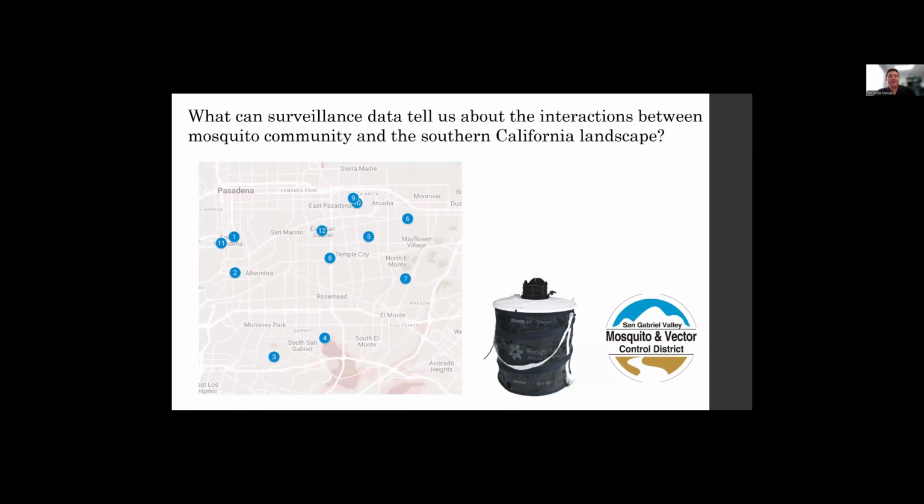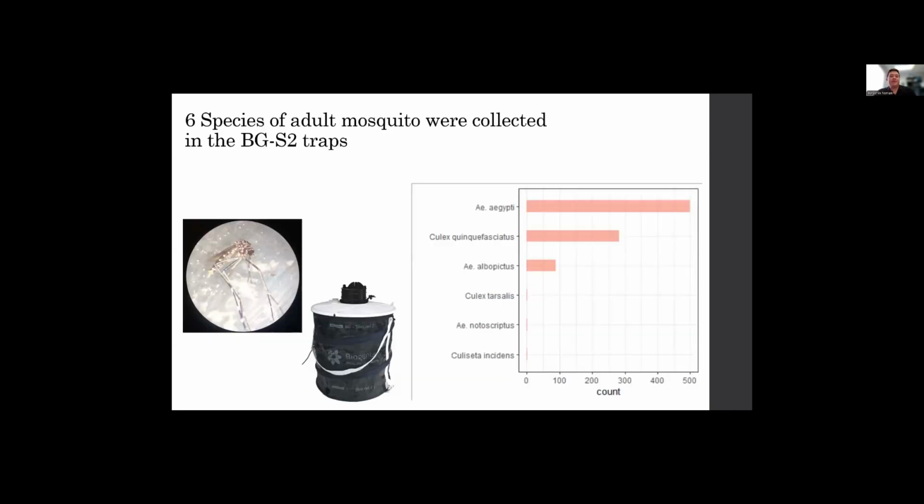Within this region, we established 12 trapping sites between me and the district. Some were operated by me and some by district personnel. We trapped at each of these sites for 24 hours, once a week for 8 weeks during the mosquito peak season in the fall. This was done using BG Sentinel 2 traps baited with the BG lure. From this, we collected 6 different species, but we'll focus mainly on the 3 most abundant species: Aedes aegypti, Aedes albopictus, and Culex quinquefasciatus for the rest of the presentation.